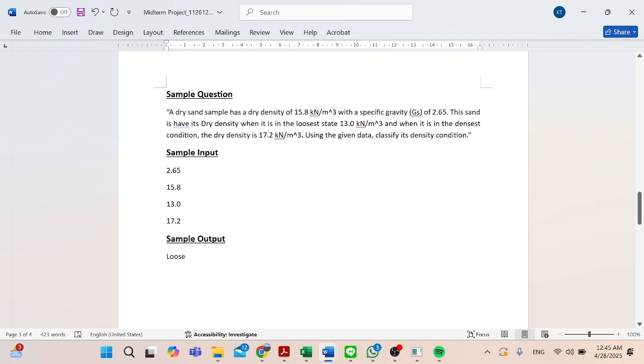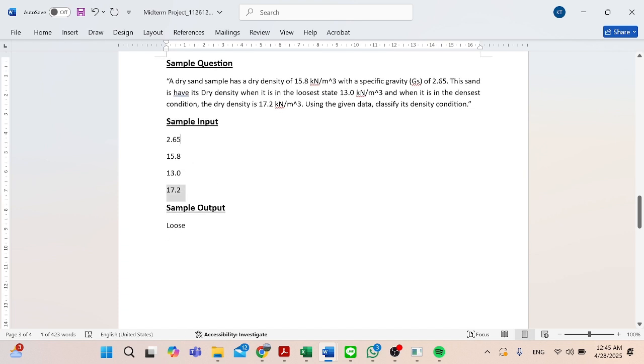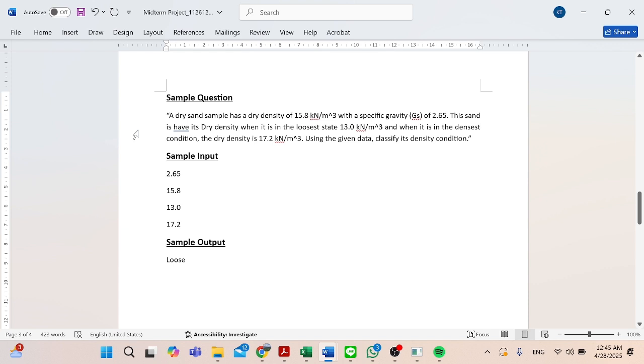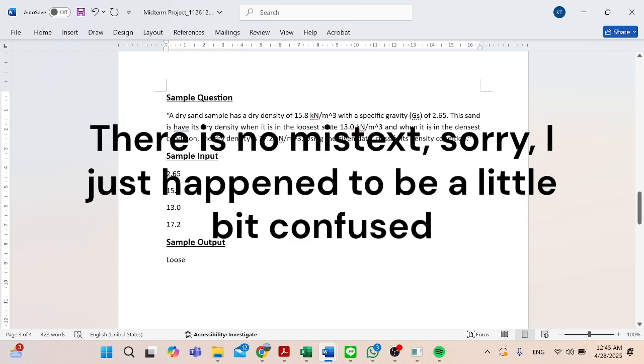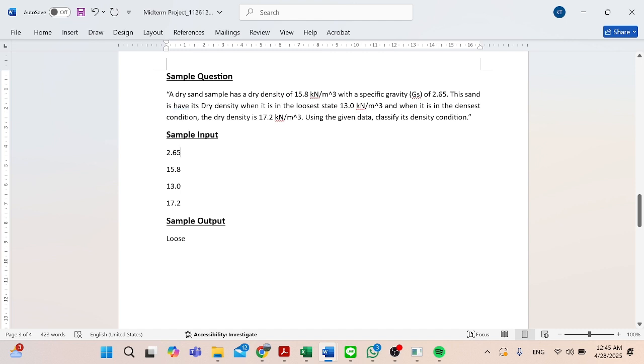So we will input the specific gravity, the dry density in the loosest state, and the densest state. In the question, there is a mistyping here, so there should be 15.8 here, and the sample output should be loose.